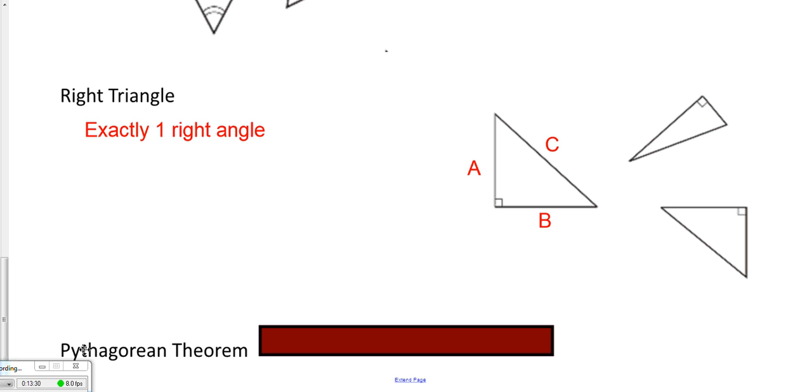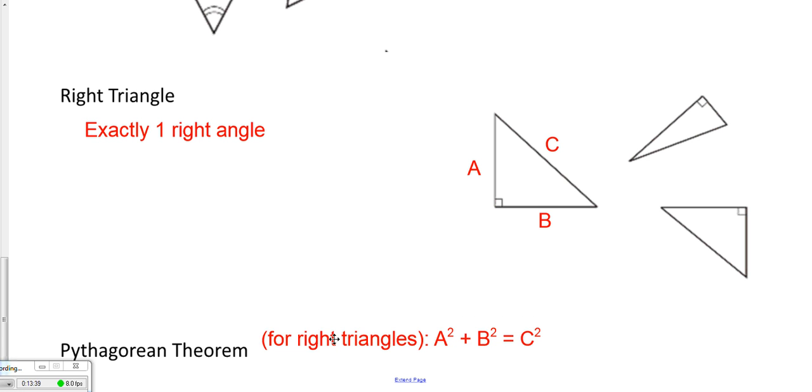Now we have what's called the Pythagorean theorem. I want you to write down that this only works for right triangles. And what it means is that if we have a right triangle like this, we have sides A, B, and C. Notice that C has to be across from that right angle. So A and B can really be either one, but C has to be across from this. You might want to make note of that.